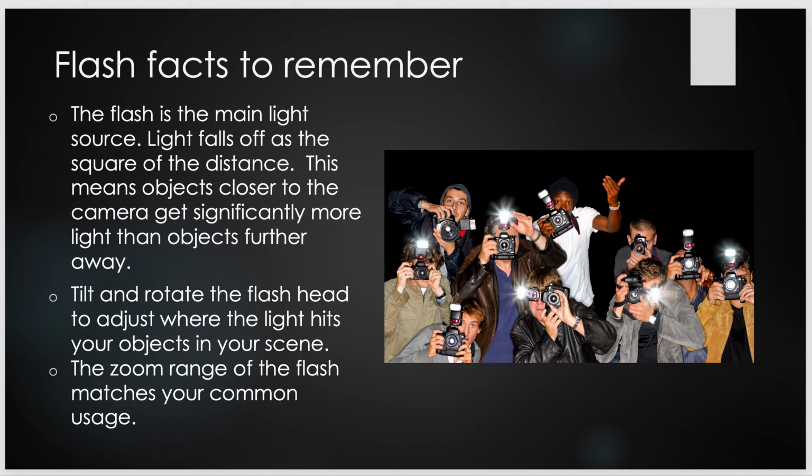So when you're shooting with a flash, it becomes your main source of light. And so that means that the objects closer to the camera are going to get more light. So you want to take a test shot. You may have to then adjust your exposure. Okay.